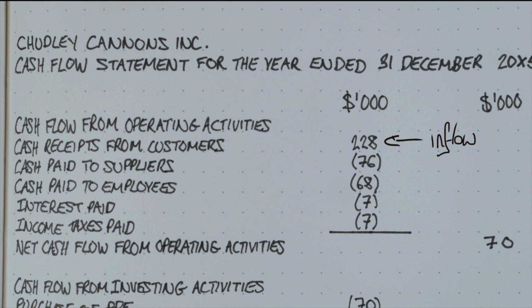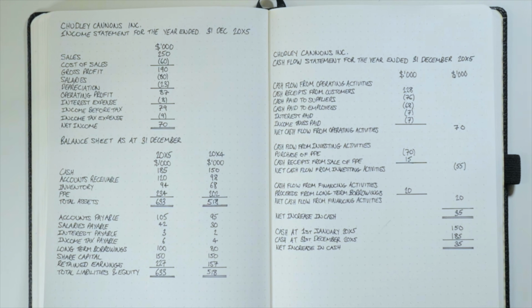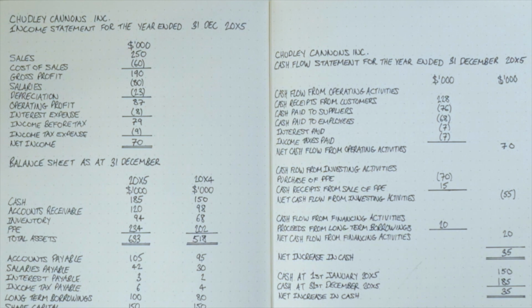So we've covered cash receipts, but the next 4 lines under the cash flow from operating activities all relate to cash paid out. Cash paid out to suppliers, employees, interest paid, and income taxes paid. When you compare this to the income statement, you can see that each line relates to one of the expense types. Cash paid to suppliers relates to cost of sales. Cash paid to employees relates to the salaries expense. Interest paid relates to the interest expense, and income taxes paid relates to the income tax expense. There is no depreciation in this cash flow statement because depreciation is a non-cash transaction.